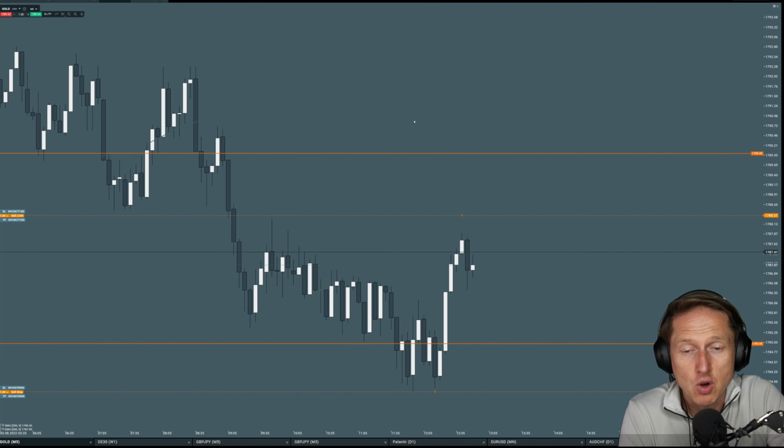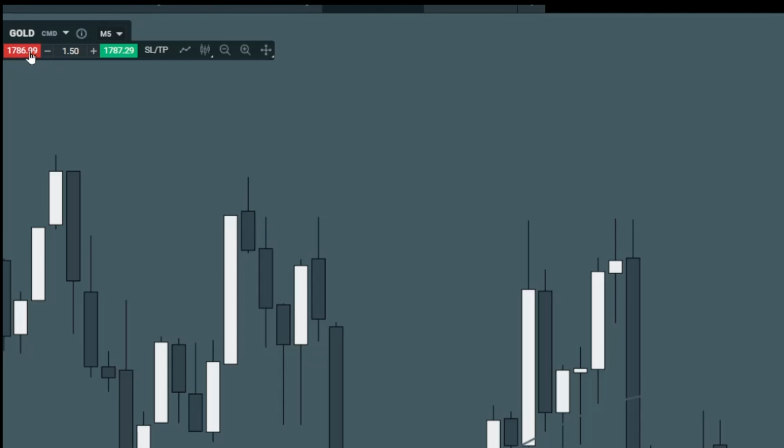You probably know, if you are a forex trader, that there is a bid and ask price. The bid price is the one that we are selling at, and the ask price is the one that we are buying at. So the red one in the left corner would be the bid, and the green one would be the ask price.